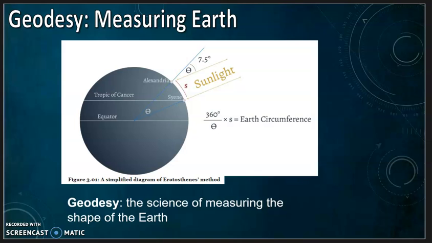With these measurements, he estimated that the Earth was approximately 250,000 stadia. Though there is some variation on how long each stadia was, this would be around 25,000 miles. The currently accepted value for the circumference of the Earth is 24,901 miles, so they were really close.